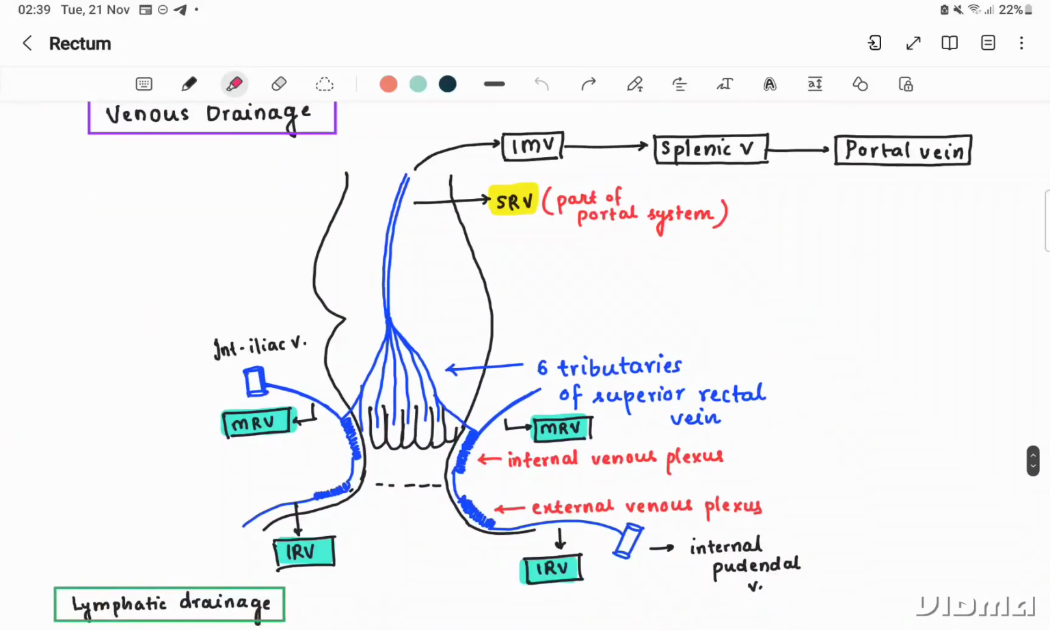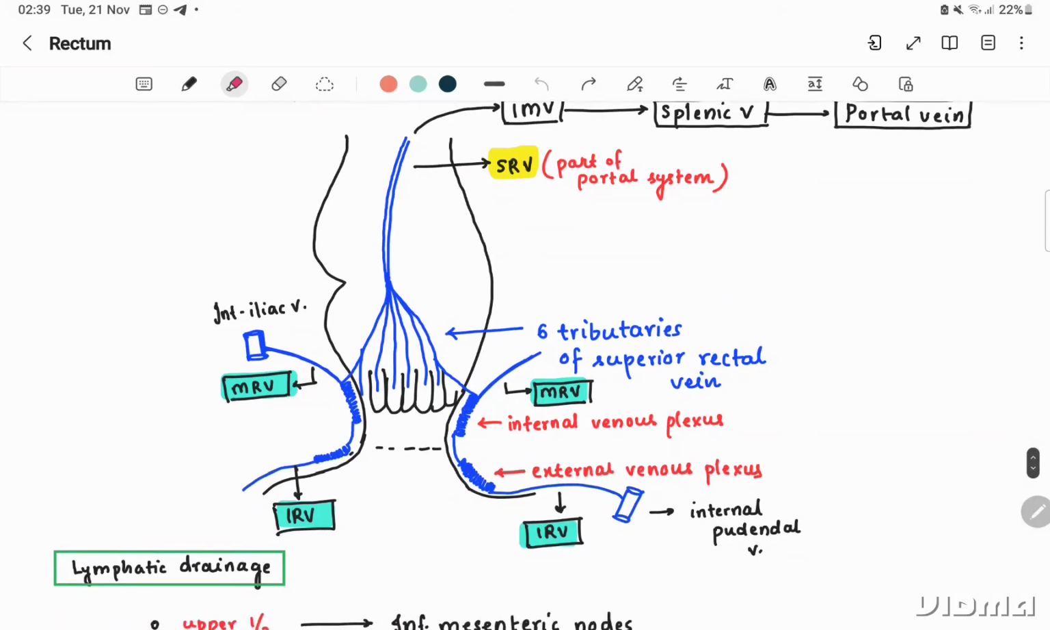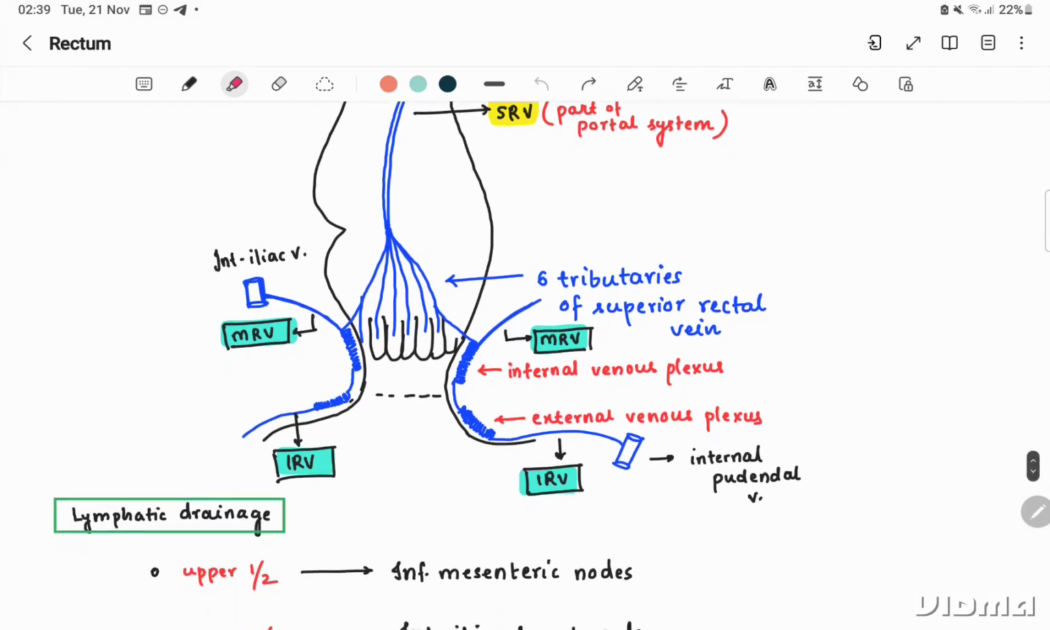After this, let's talk about the venous drainage. So we have the superior rectal vein, which is a part of your portal system. Tributaries of the superior rectal vein are present. We have a middle rectal vein also, from the internal iliac vein, and your inferior rectal vein, from the internal pudendal vessels.